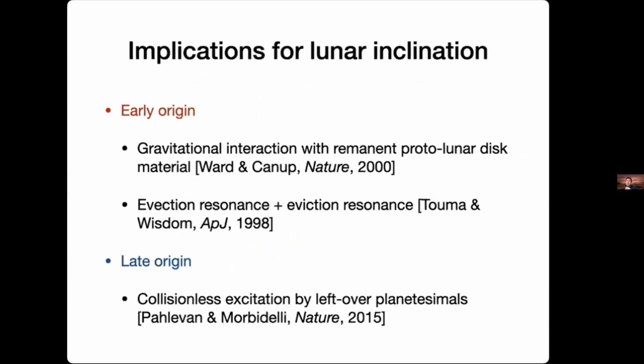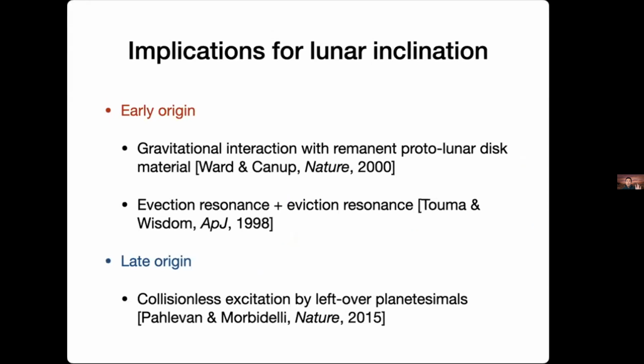So moving on to the lunar inclination problem, as I noted earlier, there are multiple hypotheses, and we may classify them into two categories, early origin and late origin. The lunar inclination can be achieved very early by gravitational interaction with the remnant protolunar disk material, but a bit later by evection resonance at around 5 Earth radii, or it can also be achieved over a much longer time scale, like 100 million years, by collisionless excitation by leftover planetesimals.